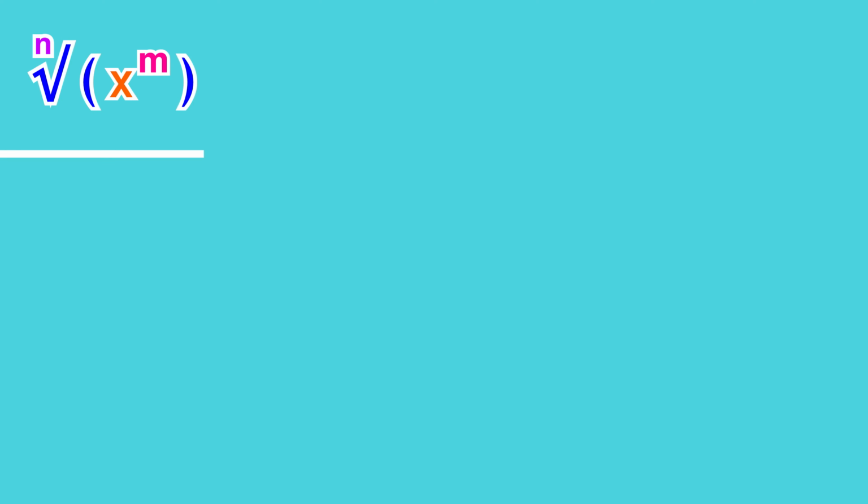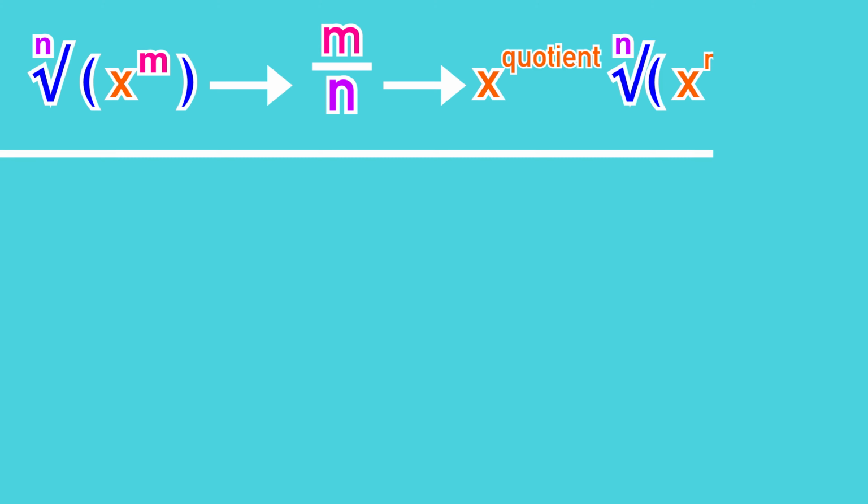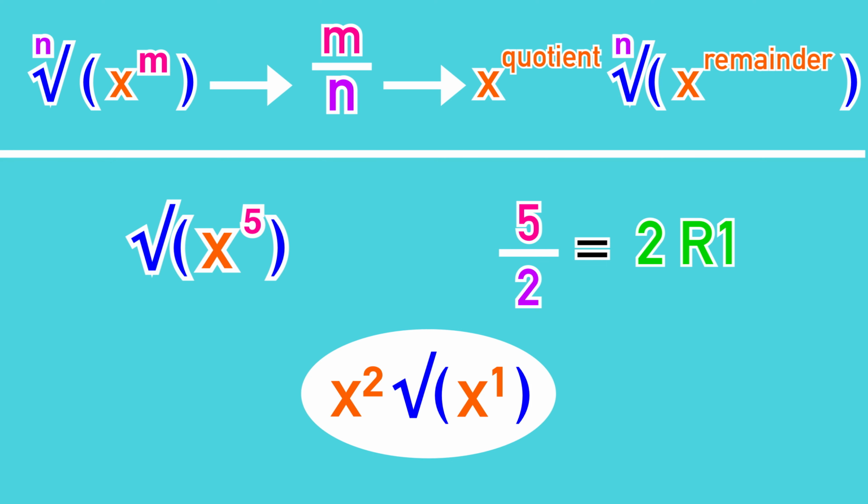If there are variables in the radicand, you can simply divide their power by the radical's index. The quotient will become the exponent of the variable outside the radical, and the remainder will become the exponent of the variable inside the radical. So given the square root of x to the 5th, divide 5 by 2, this will result in 2 remainder 1. So the square root of x to the 5th is equal to x squared times the square root of x to the 1st. Let's practice these skills together.